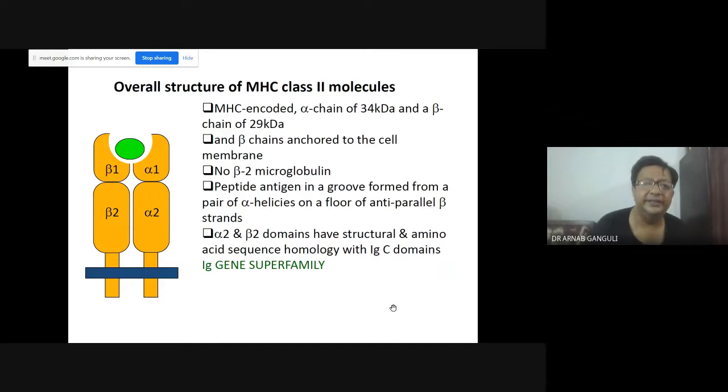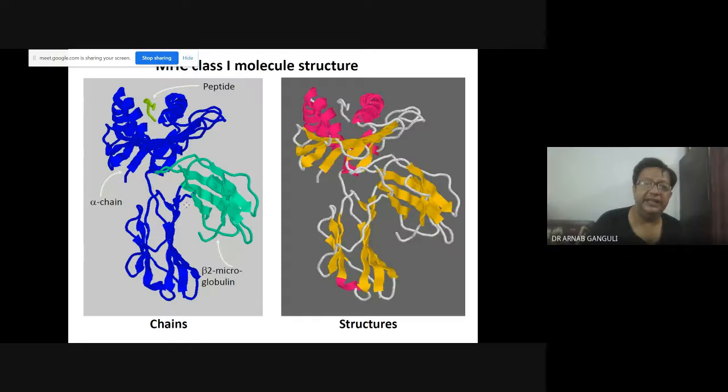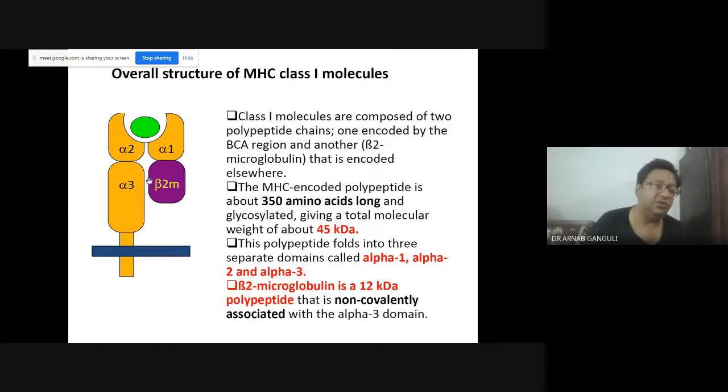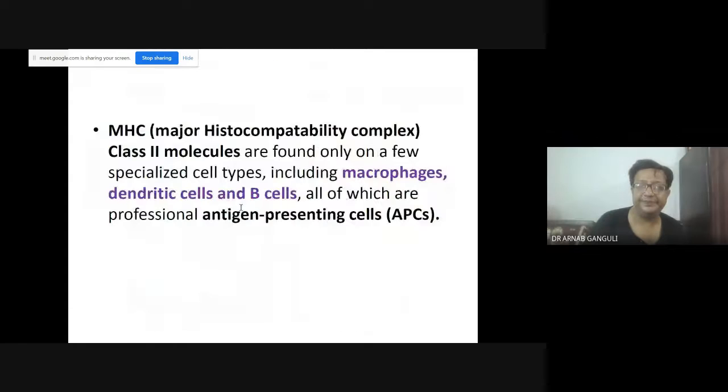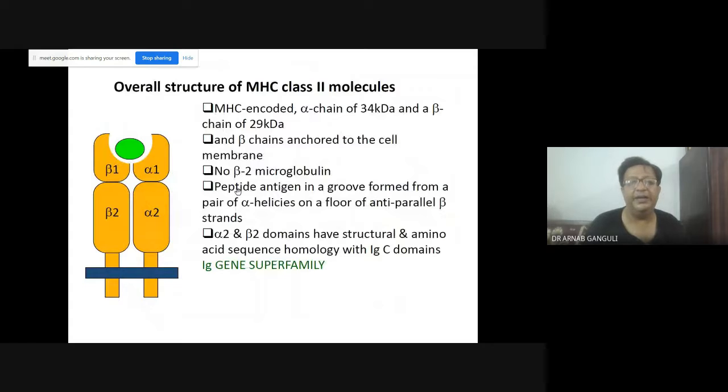Now if you look at it, the alpha chain is 34 kilodaltons and the beta chain is 29 kilodaltons. Both the alpha and beta chains are anchored to the membrane. There is a beta chain, but no beta 2 microglobulin in class 2.